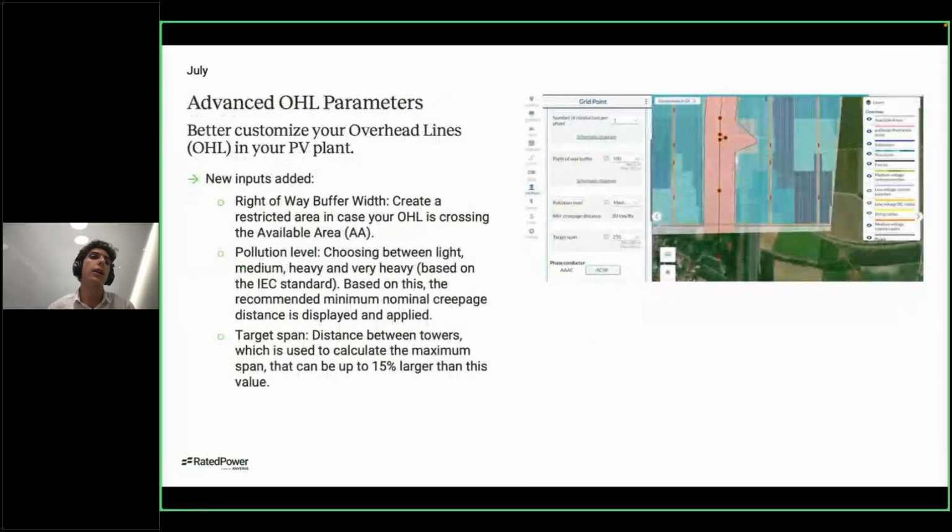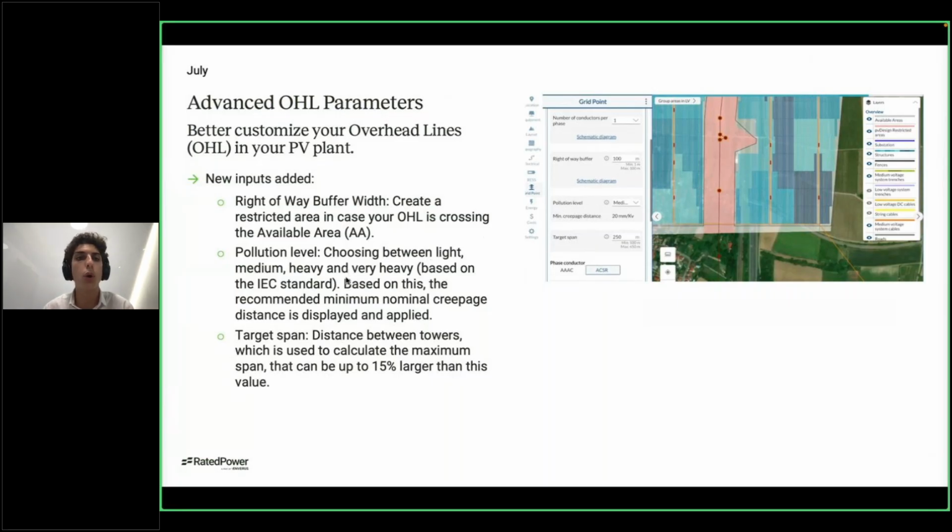So we've made some improvements to customize your overhead lines in your PV plant. Okay, we've incorporated some new inputs. Let's go through them. The first one is the right-of-way buffer width. Basically, you can define restricted areas by defining a buffer in your overhead line. So for example, in this case, you can see that we've incorporated a buffer of 100 meters, and it's respected. So you can create restricted areas with this buffer.